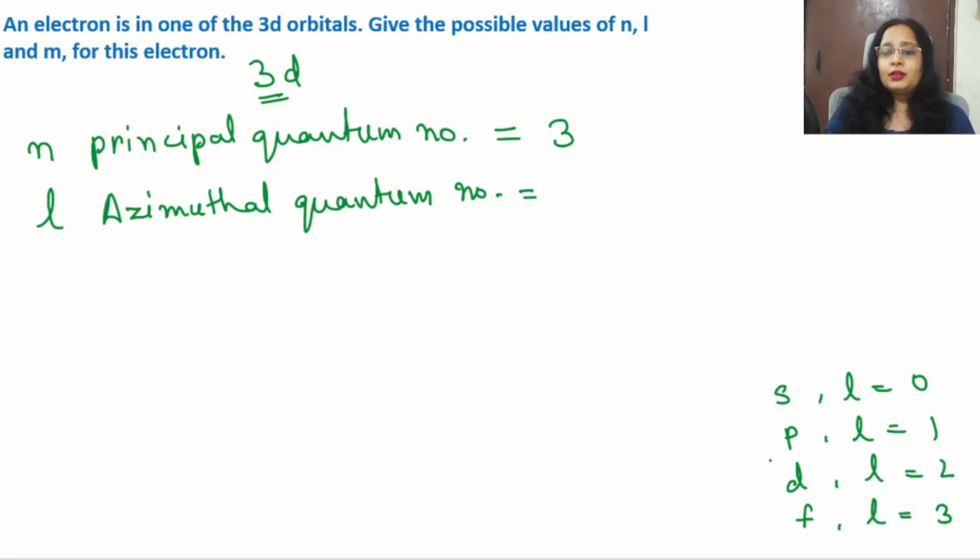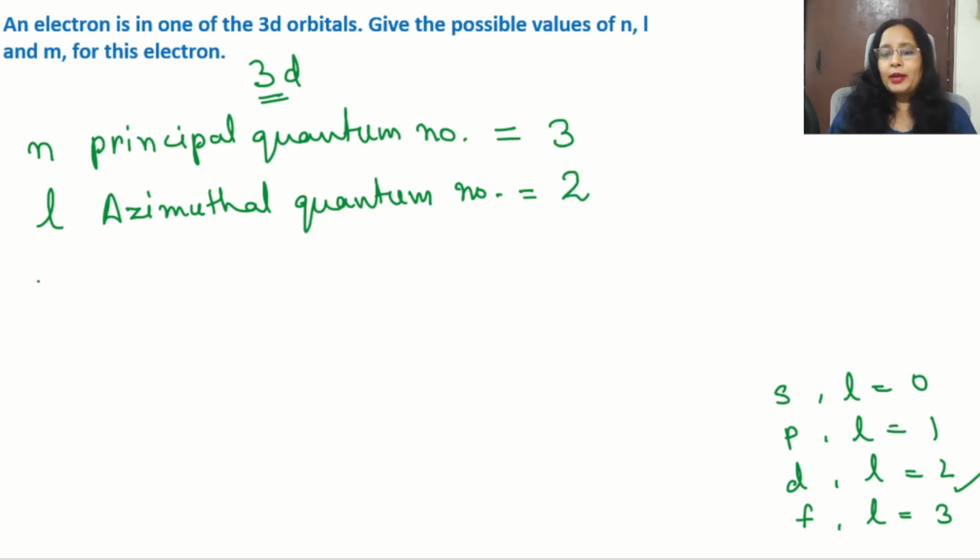So here they are mentioning 3d. It means the electron is in the d subshell. For the d subshell, the value of l should be 2 from the given list. So we can write l is equal to 2.